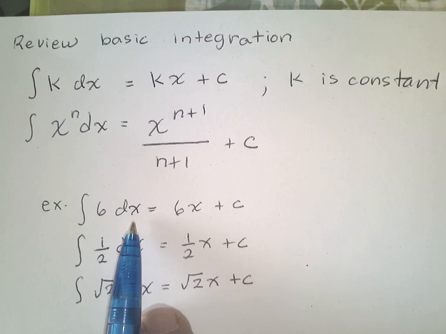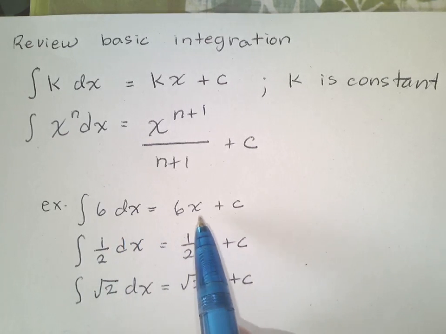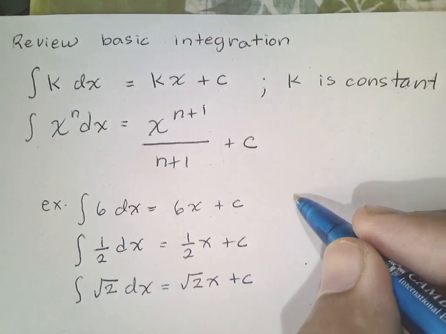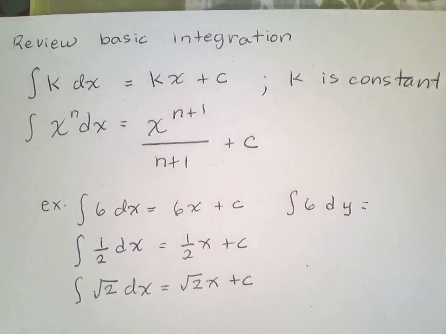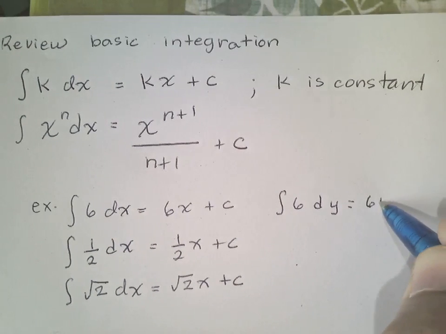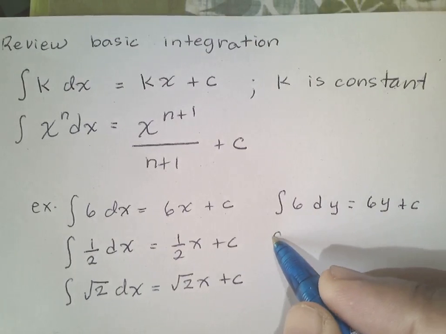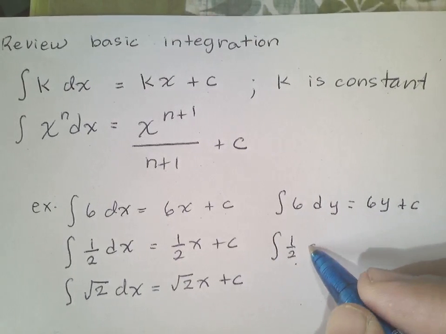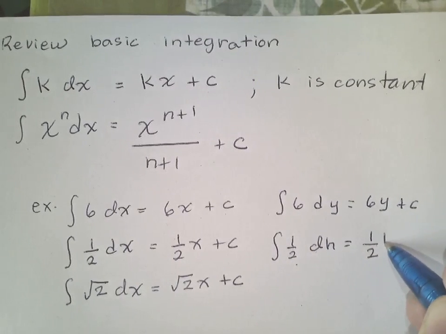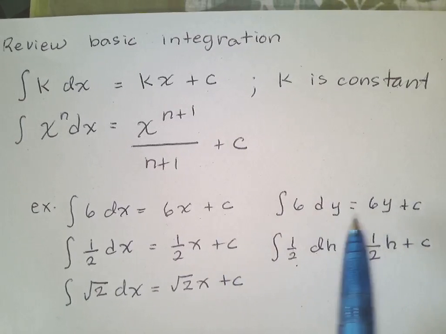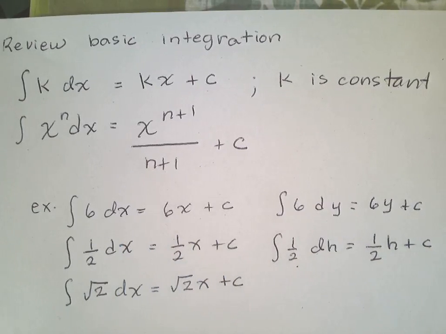Now, as you can see, I keep on saying with respect to x. If it's with respect to x, the answer should be in x. Similarly, if I say the integral of 6 with respect to y, the variable should be y, not x: 6y plus c. Or if I say the integral of 1/2 with respect to h, here my variable is h, so that is 1/2 h plus c. So the variable in the answer will always follow the question, whether it is with respect to x or with respect to y.